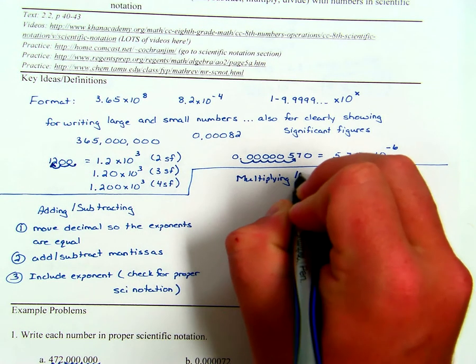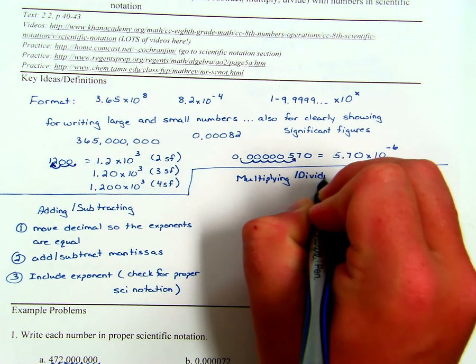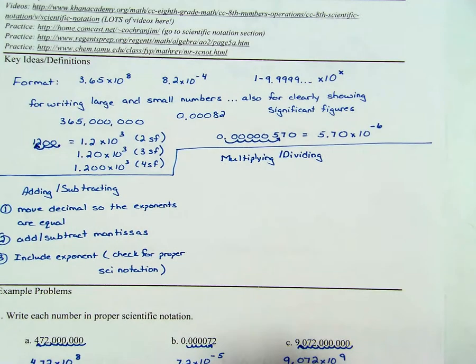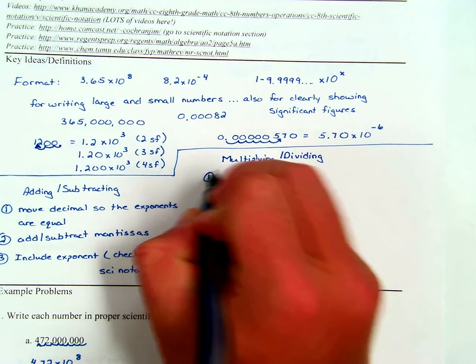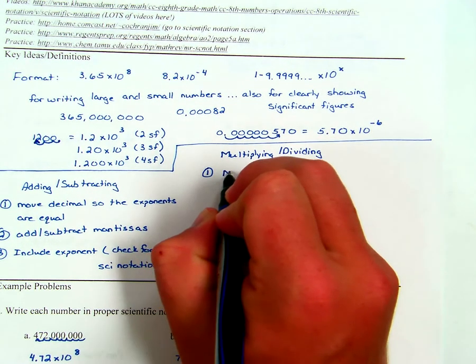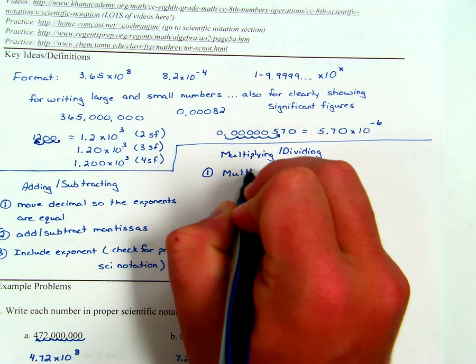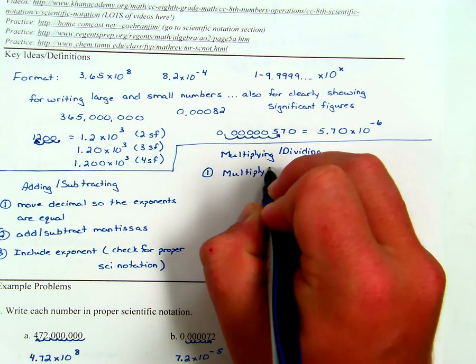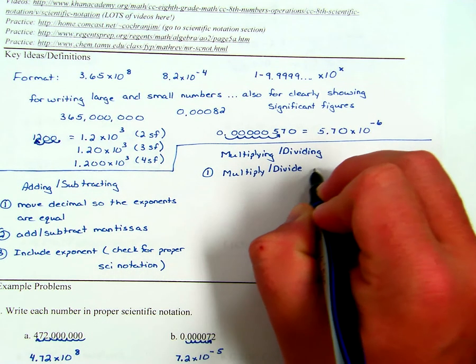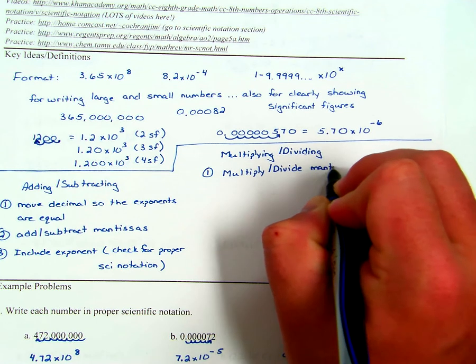They're not exactly the same. Alright, we'll approach this from the multiplying first. Okay, the first thing we're going to do is multiply or divide, and this is actually the same, just depending on the operation. We're going to multiply or divide the mantissas. So we don't have to worry about getting the exponents to be the same. They can be different in multiplying and dividing.